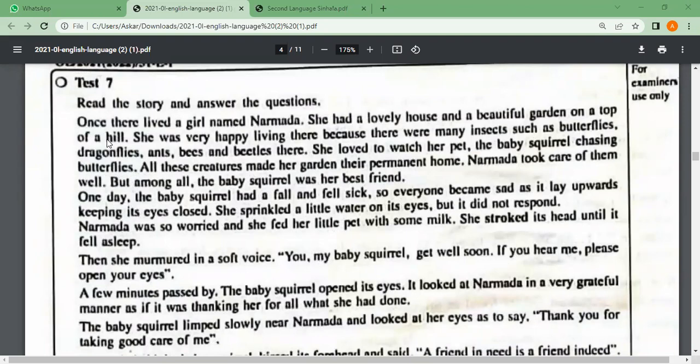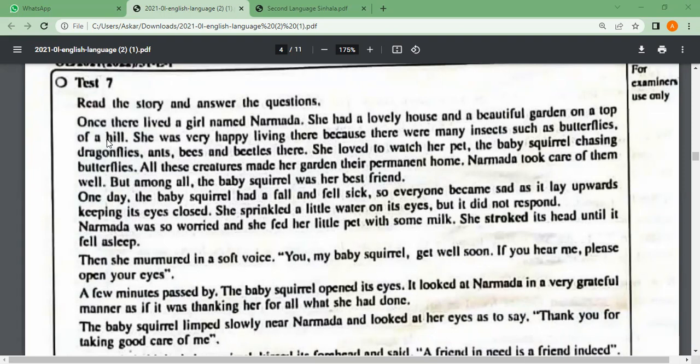Once there lived a girl named Narmada. She had a lovely house and a beautiful garden on top of a hill. She was very happy living there because there were many insects such as butterflies, dragonflies, bees and beetles there. She loved to watch her pet, the baby squirrel, chasing butterflies. All these creatures made her garden their permanent home. Narmada took care of them well, but among all, the baby squirrel was her best friend.